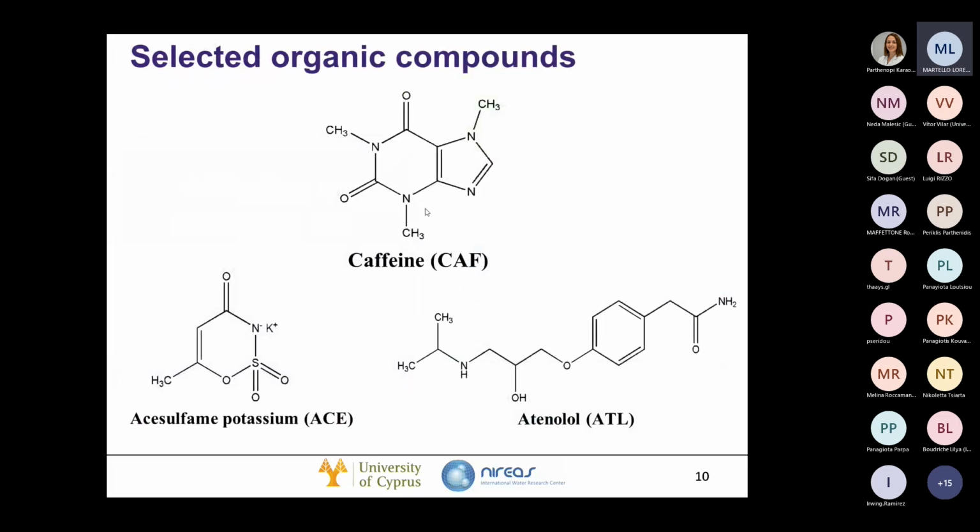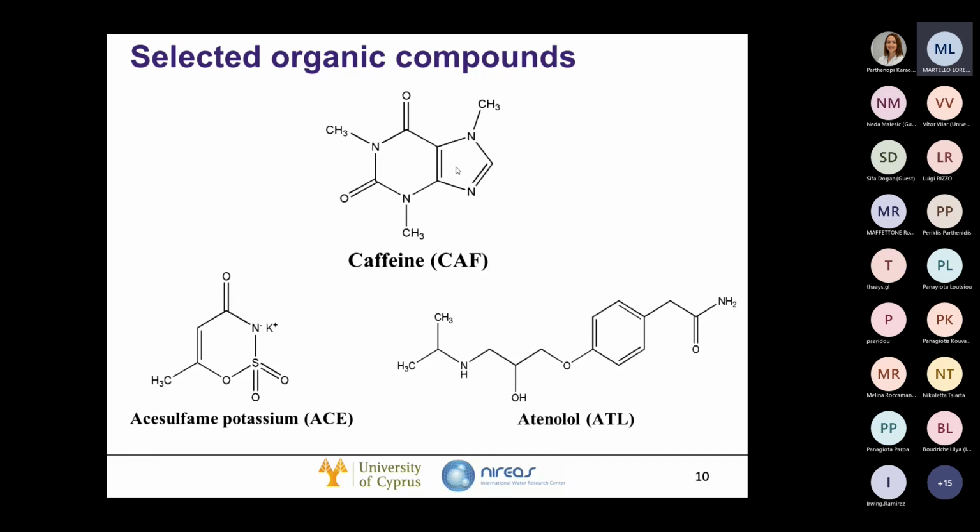So at the initial part of the experiment, we selected a few organic compounds as model compounds, and here I'm showing the structures. Caffeine, which is a psychostimulant, acesulfame potassium, an artificial sweetener, and atenolol, a beta blocker. I'm sure most of you are familiar with these compounds. They are frequently detected in water streams, and people investigate their oxidation by different oxidation processes.